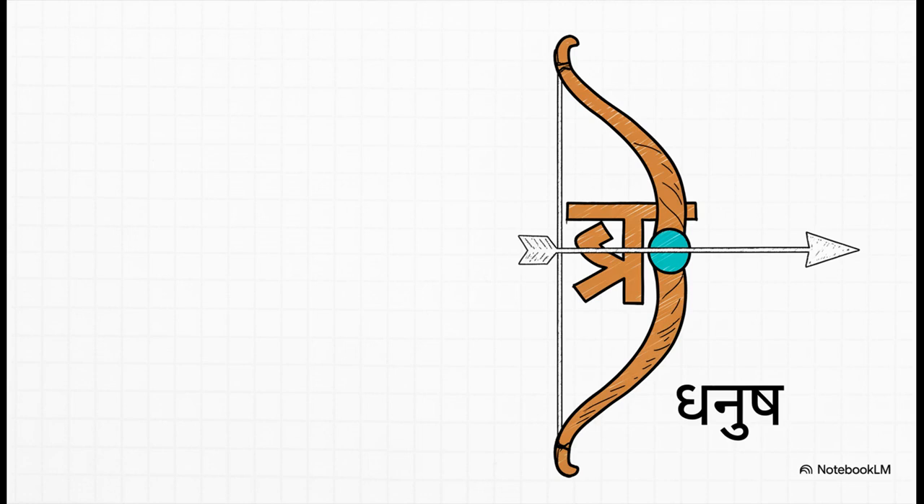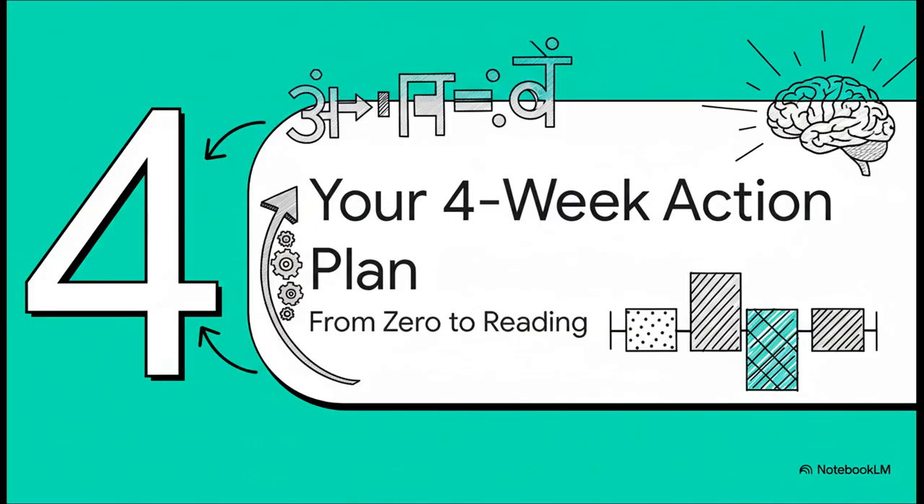First, it points out the tiny visual cue, that little break in the top line of da. But here's the magic. It links that cue to a memorable word. The break in the letter da is like the break for the bowstring in danush, the Hindi word for bow. That's a connection your brain is not going to forget. Problem solved.